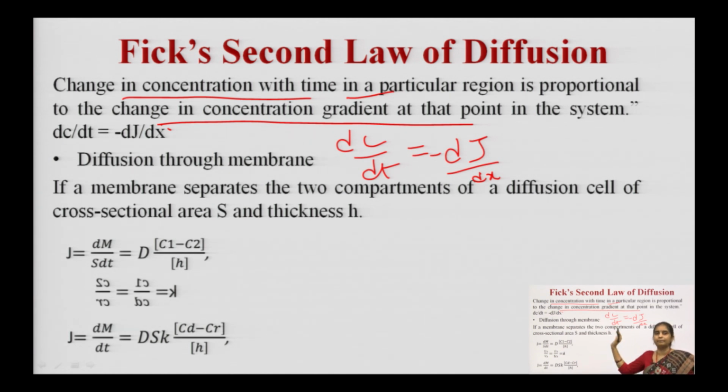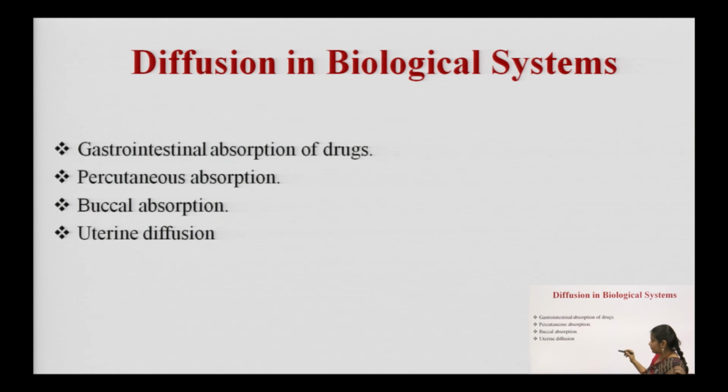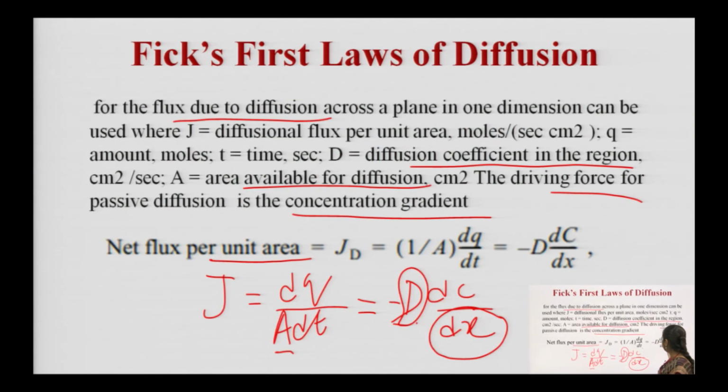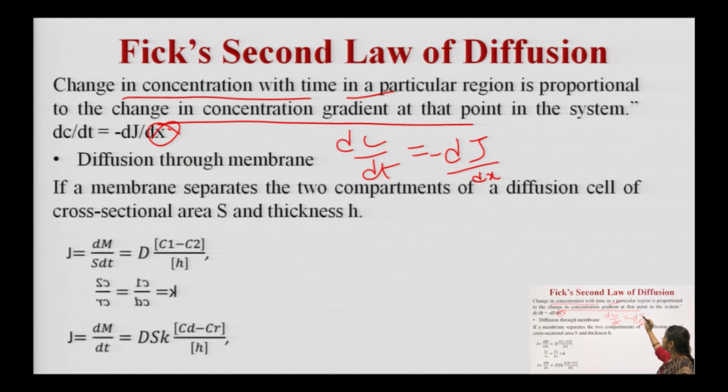Here the concentration changes with time and with position. In the first law we studied that it was a steady state, and here it is a non-steady state. That means the change in concentration is a function of time as well as a function of change in position. And if we see here, in place of J we can write D dC by dx also. That means it is a second differentiation.